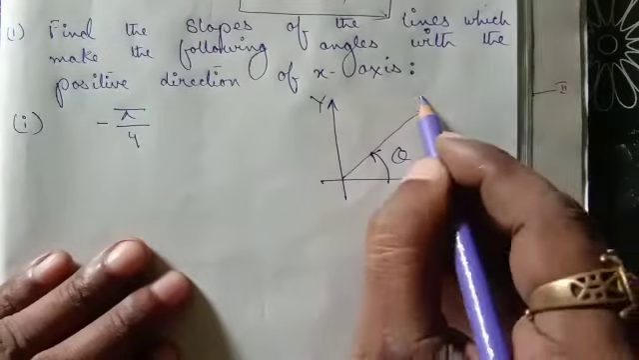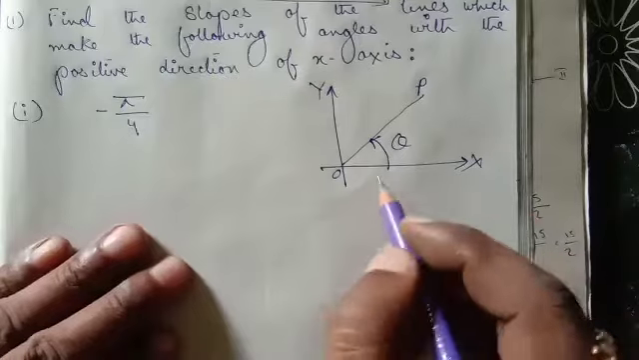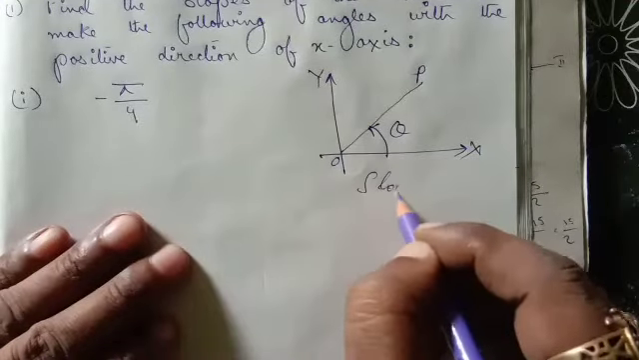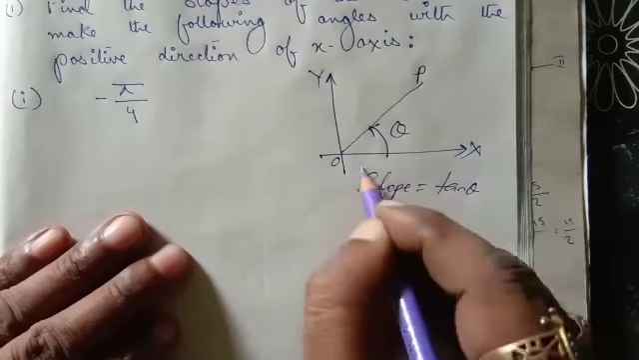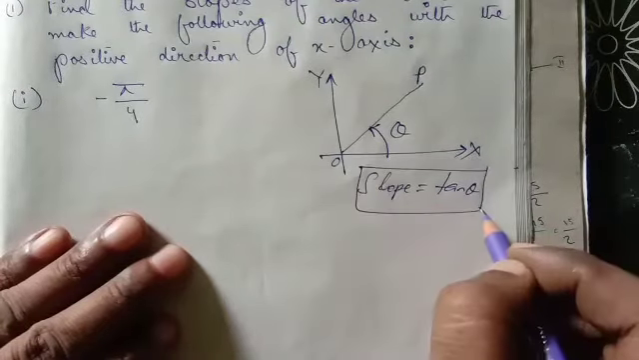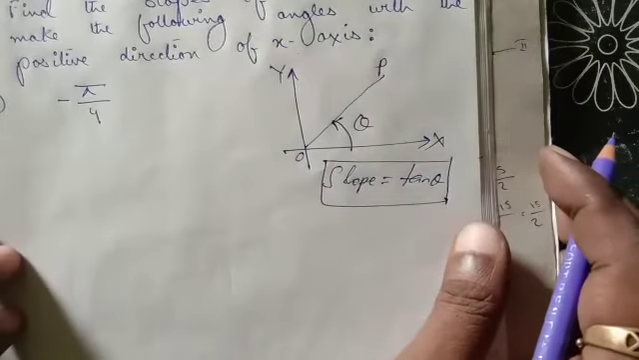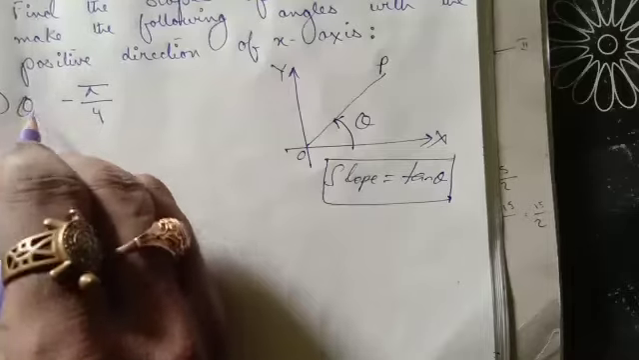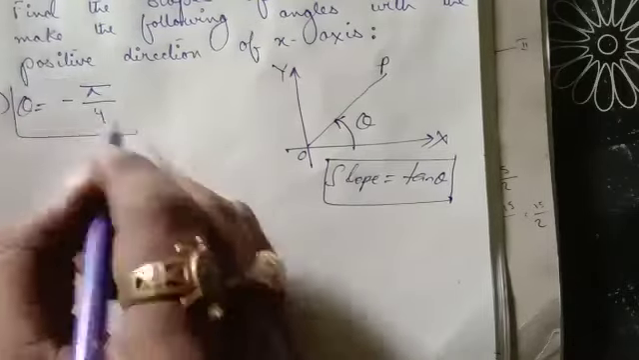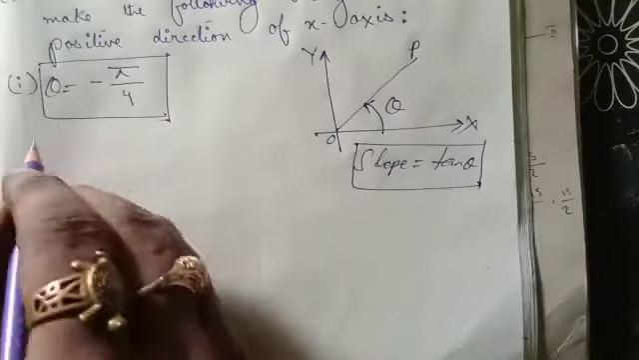Suppose OP is a line which makes angle theta, then the slope of the line formula is tan theta. Slope of the line is tan theta. This is the formula required to find the slope of a line. And here the angle given, that is theta, is equal to minus pi by 4.